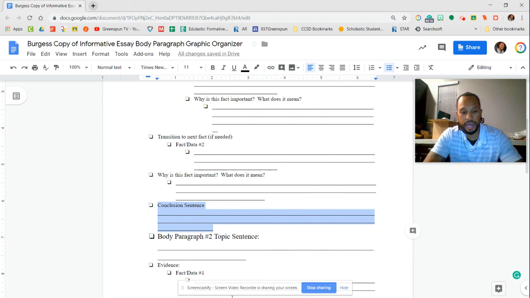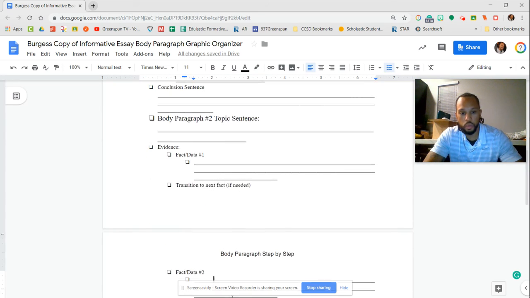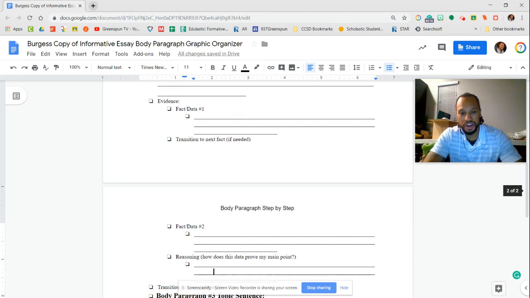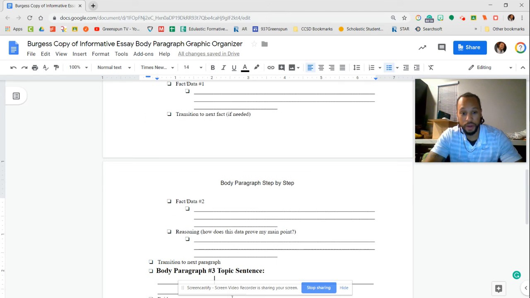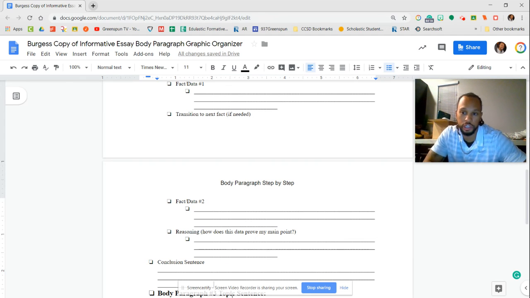Okay, this is exactly what your paragraph is going to look like, and the pattern is going to follow. If you can go ahead and do that and get this done 3 times, you're going to be set and in the clear, man.